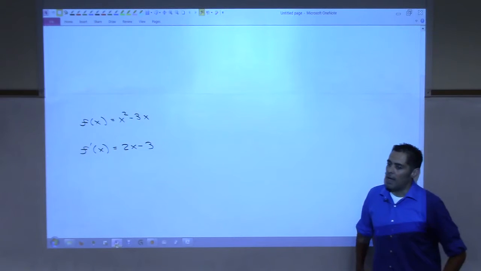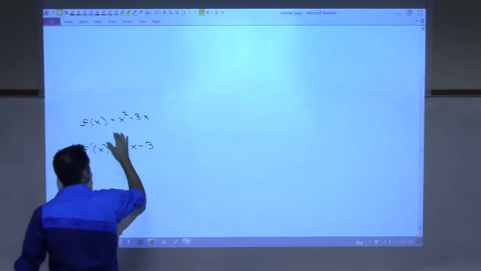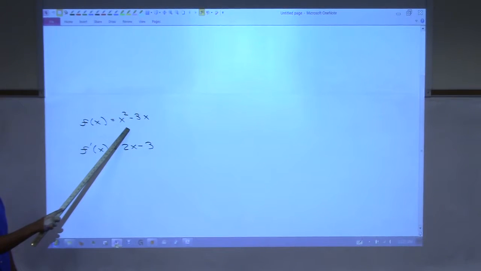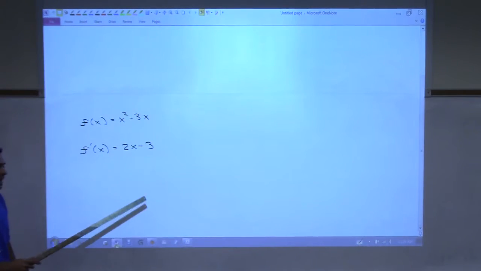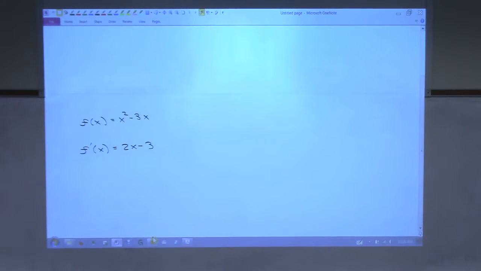What I want you to realize is that these are both functions, aren't they? The original function is a quadratic, and you could graph it, couldn't you? And this function is a linear function, and you could graph that, couldn't you? What I'd like to do is graph those together on the same axes.